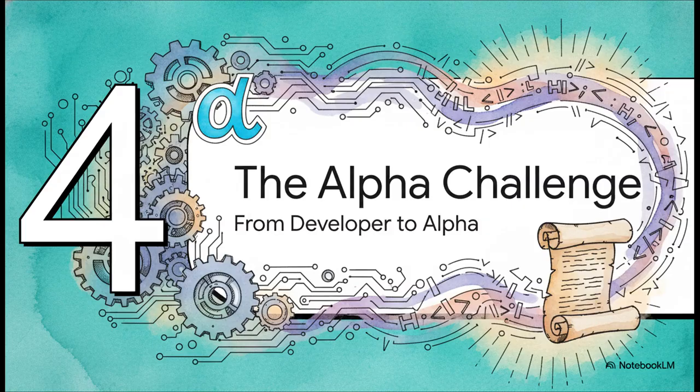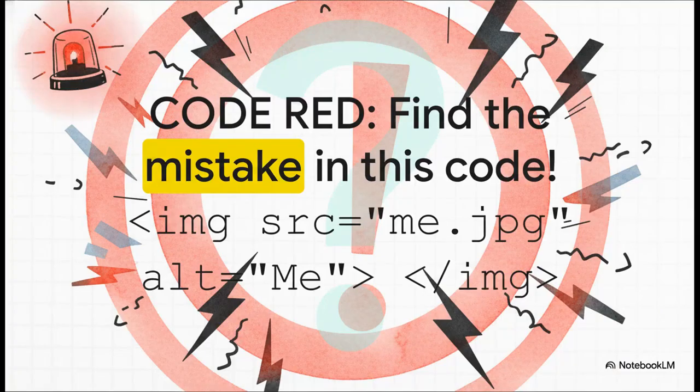All right, team, you've made it. Welcome to the final boss, Session 4, the Alpha Challenge. This is it. This is where we go from just developing to performing at the alpha level. We're going to take everything we've learned and apply it to some tricky situations to prove we are absolutely exam ready. Let's go.